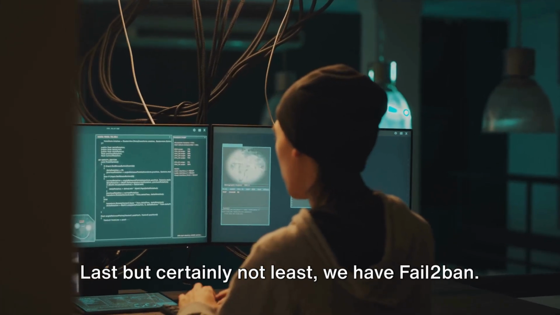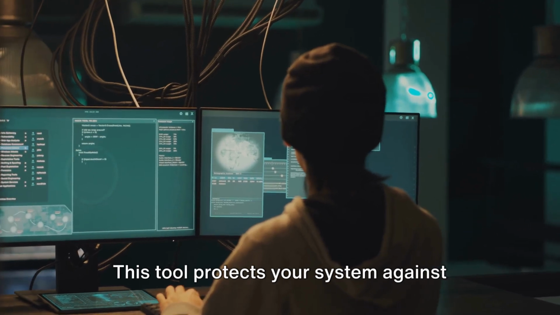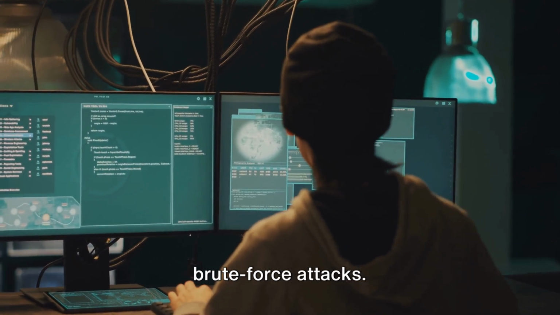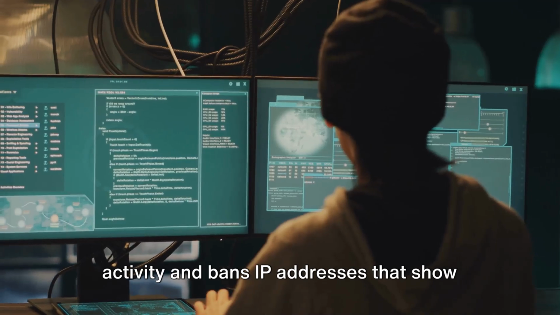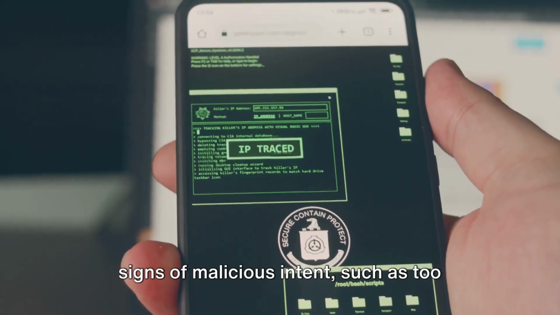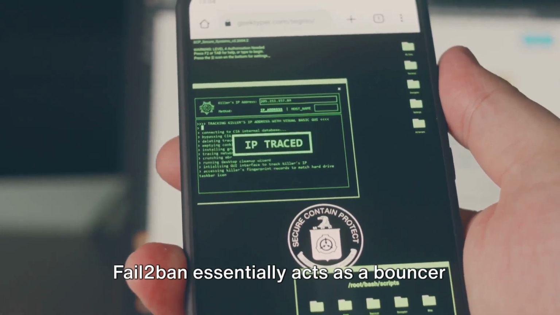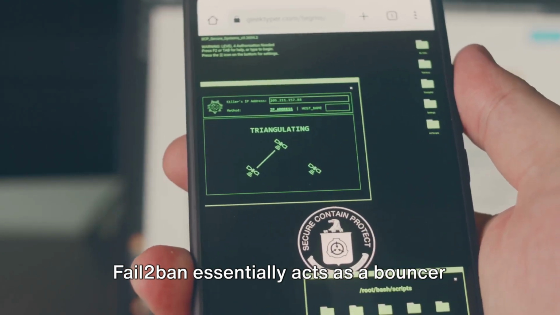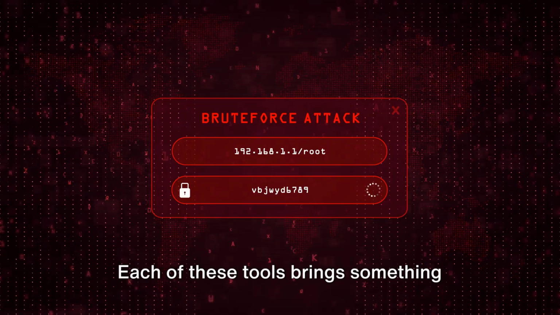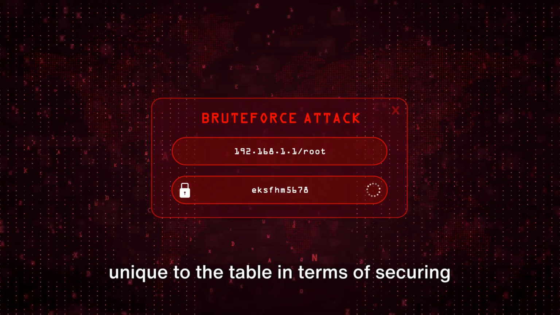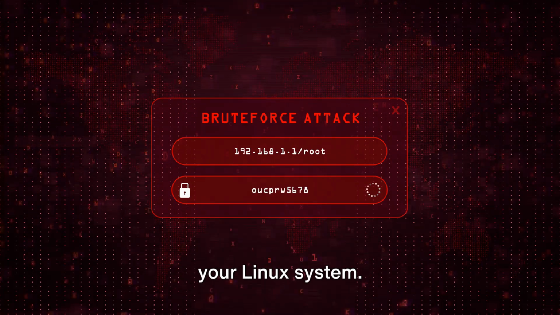Last but certainly not least, we have fail2ban. This tool protects your system against brute force attacks. It monitors log files for any suspicious activity and bans IP addresses that show signs of malicious intent, such as too many password failures. Fail2ban essentially acts as a bouncer for your system, denying access to anyone who doesn't play by the rules. Each of these tools brings something unique to the table in terms of securing your Linux system.